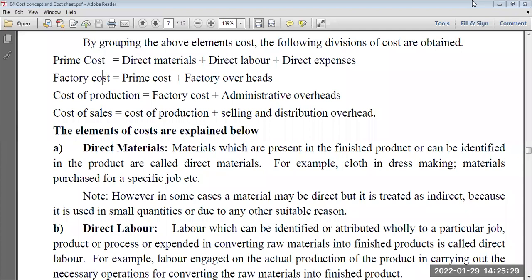Any indirect expenses that happen in the office are called office and admin overheads. Any indirect expenses I spend in the process of marketing, selling, and delivering my product to my customer are called selling and distribution overheads.